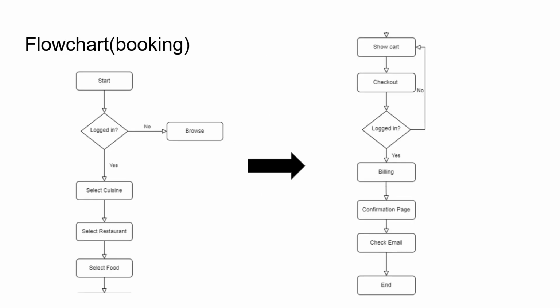When they are going to make their booking, this is the flowchart that you will be following. First, it will be prompted whether they will be logged in. So if the user has logged in, they will be able to select the cuisine, restaurant, food, and after that, they will be able to see their cart before the checkout page. Once they confirm it, they will be proceeded on to the billing page, and once they have made payment, the confirmation page will be shown to them and they will be required to check their email.